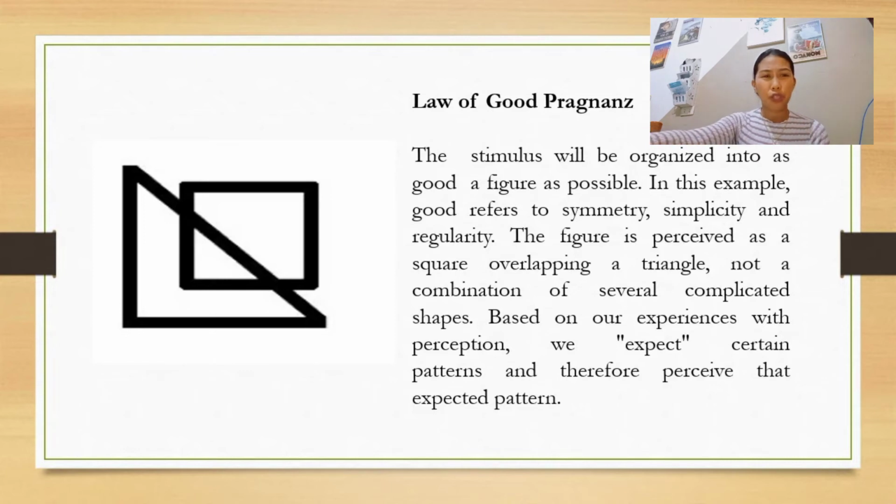So we can see in the picture, like, what is this photo? What is this picture? And then we'll think about just a simple triangle and square. That is what the law of good fragments is talking about.